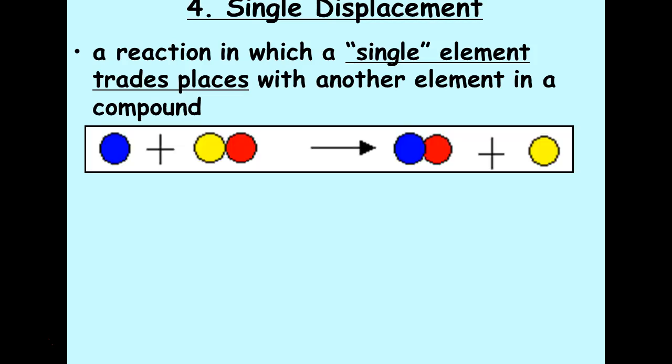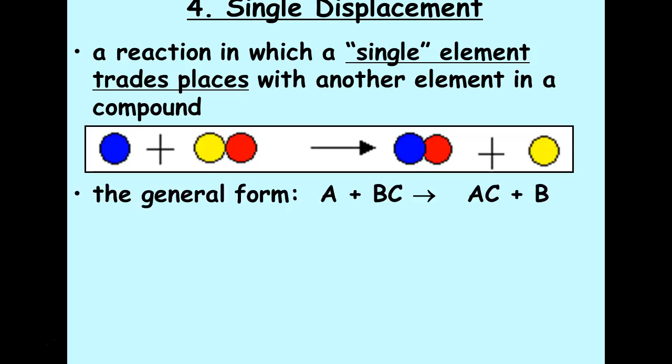And the general form for this one is A plus BC yields AC plus B. Notice which letter is the one that switched places. If you look very carefully, you'll see that on the reactant side, the part to the left of the yield sign, you have A plus BC. After the yield sign, you have AC plus B. So C is the letter that moved.